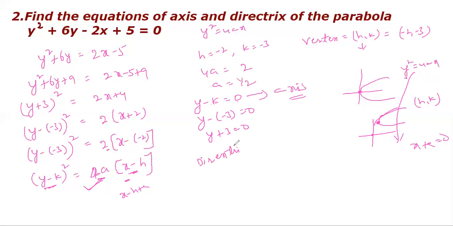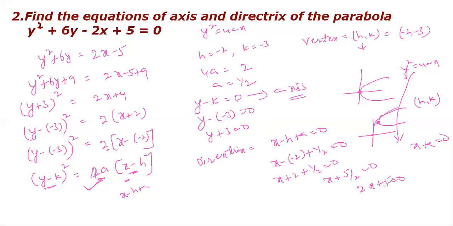Directrix: x equals x minus h plus a equals 0. So x minus h is minus 2, plus a, which we got here as 1 by 2, equals 0. So x plus 2 plus 1 by 2 equals 0. When you take the LCM, you will get x plus 5 by 2 equals 0. After simplification, you will get 2x plus 5 equals 0. This is about the directrix.